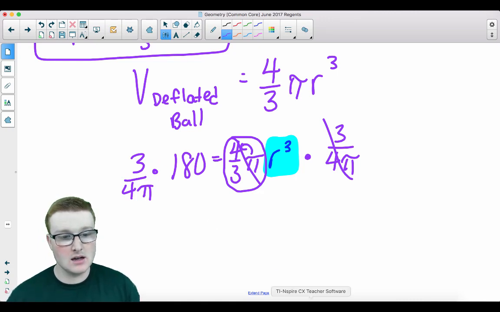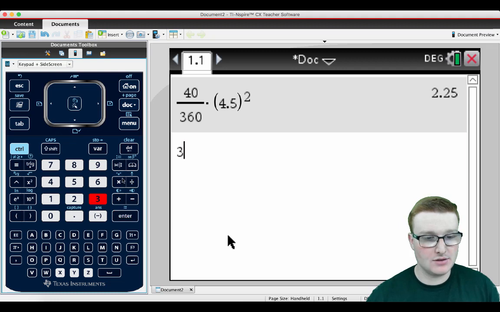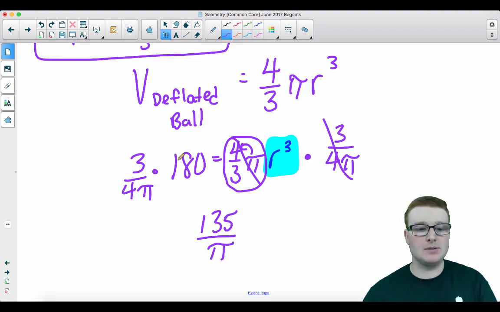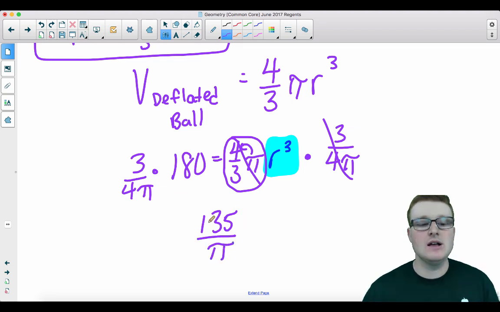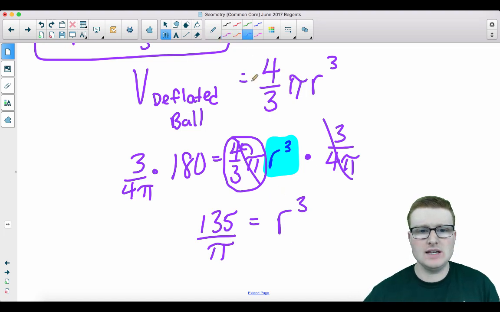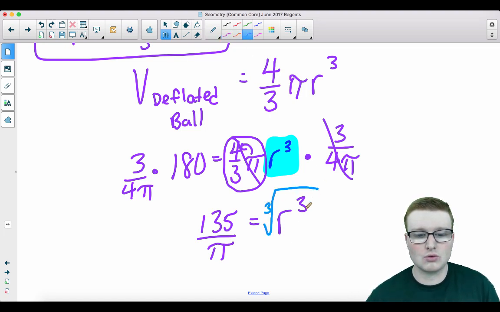So if we take 3 times 180 and divide that by 4, you get 135, right? So this is actually 135 divided by pi. All I did, folks, was simplify these numbers to make it a little bit smaller for ourselves, and I just added the pi at the end. Equals r to the third. Now, this was a tricky question, because if your geometry teacher did not tell you how to do this in your calculator, you probably got it wrong. You need to take the cube root of both sides.